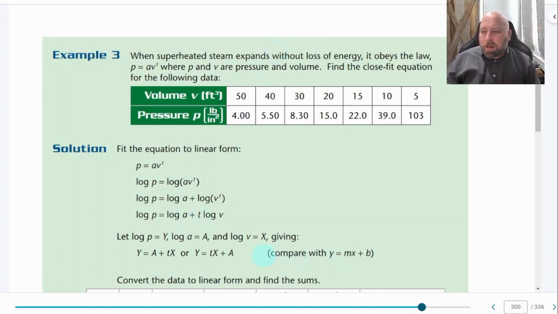We need to fit this into y equals mx plus b. The way that we do that is we multiply log by everything. Make sure that you expand your log right here. Then you have log P equals log A plus T log V. So that's basically y equals mx plus b, or in this case, y equals tx plus a. It's just using the letters that they gave you.